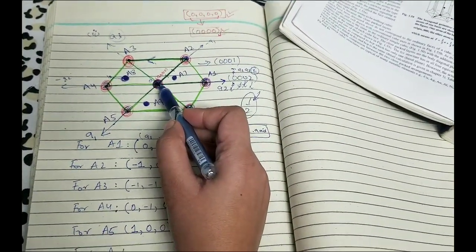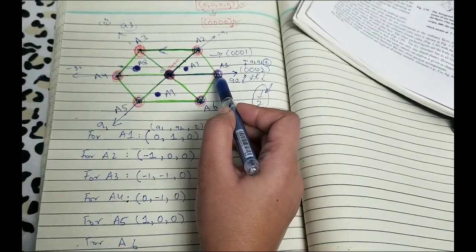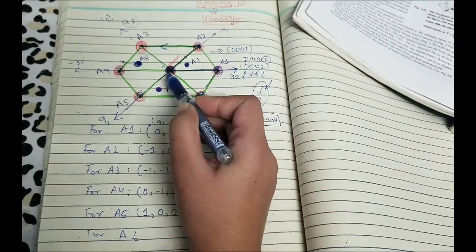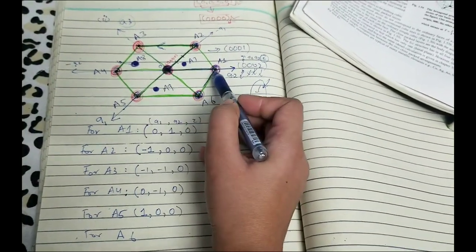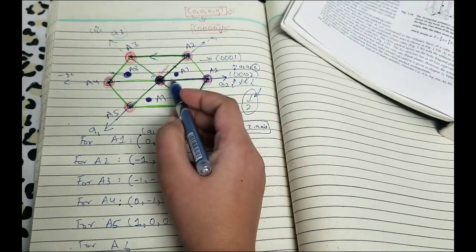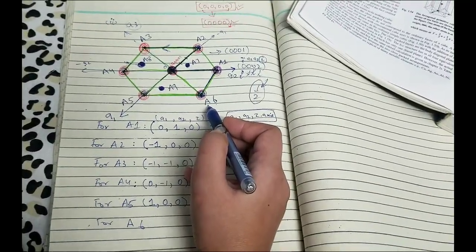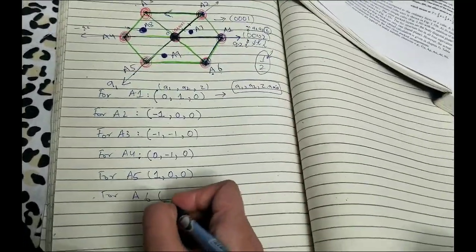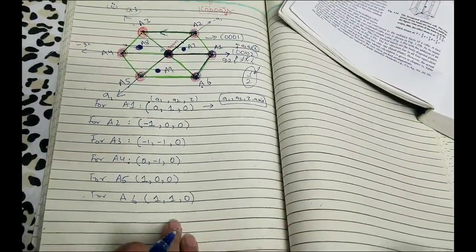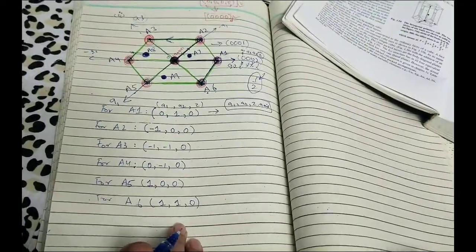What we have to do is we'll move right there, 1 unit along the positive A2 axis, and after that we have to move parallel to this, which is parallel to the positive A1 axis. So we'll move 1 unit along the A1 axis, and we'll reach A6. So 1 unit along A2, 1 unit along A1, and this movement is positive, so 1, 1 and 0. These are the final coordinates for the atoms lying on the basal plane.